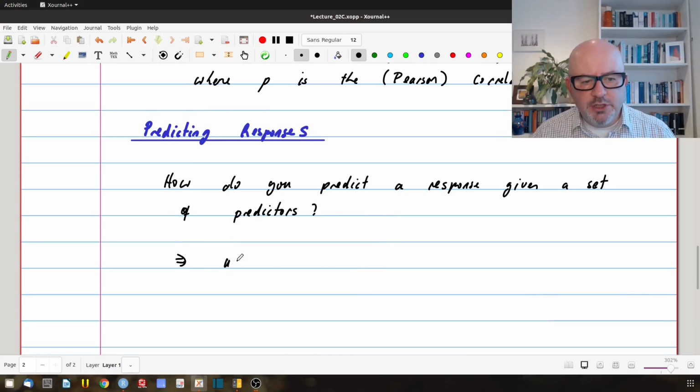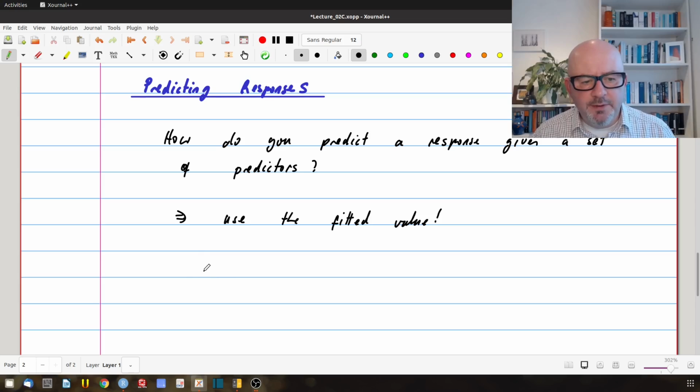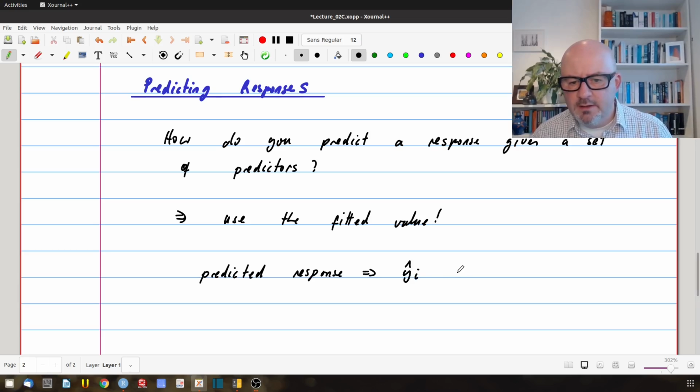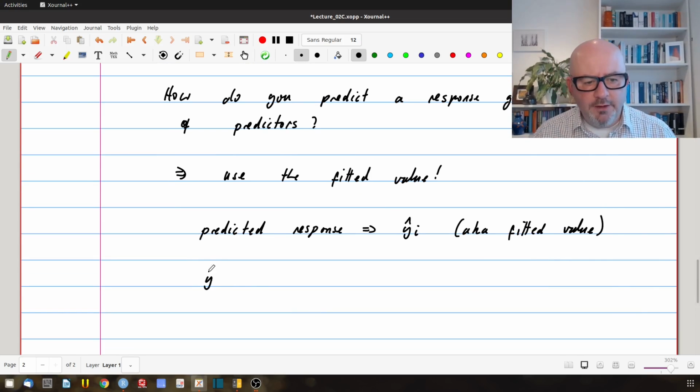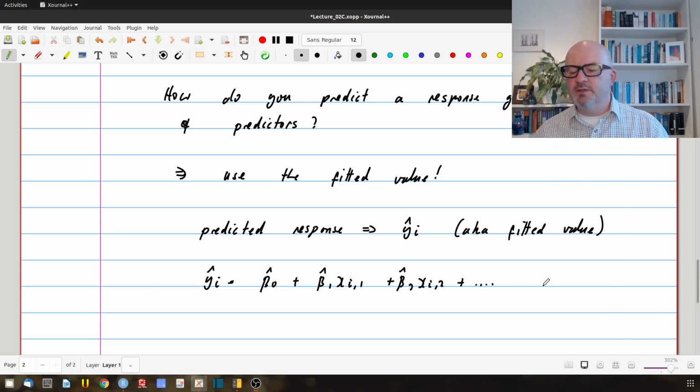Well, we initially start off by using the fitted values, in other words, the predicted response. We'll call it y hat i, also known as the fitted value. We've used these before, of course. And y hat i is equal to beta hat naught plus beta hat 1 x i1 plus beta hat 2 x i2 plus, and I'll just use the ellipsis there, the three or four full stops, to indicate you keep going that way.